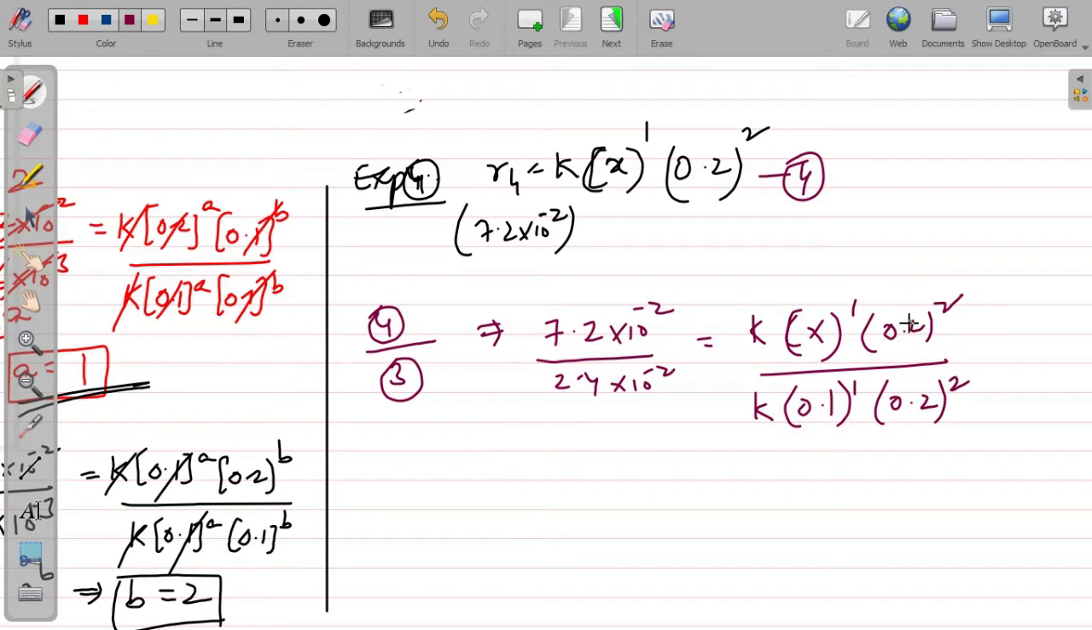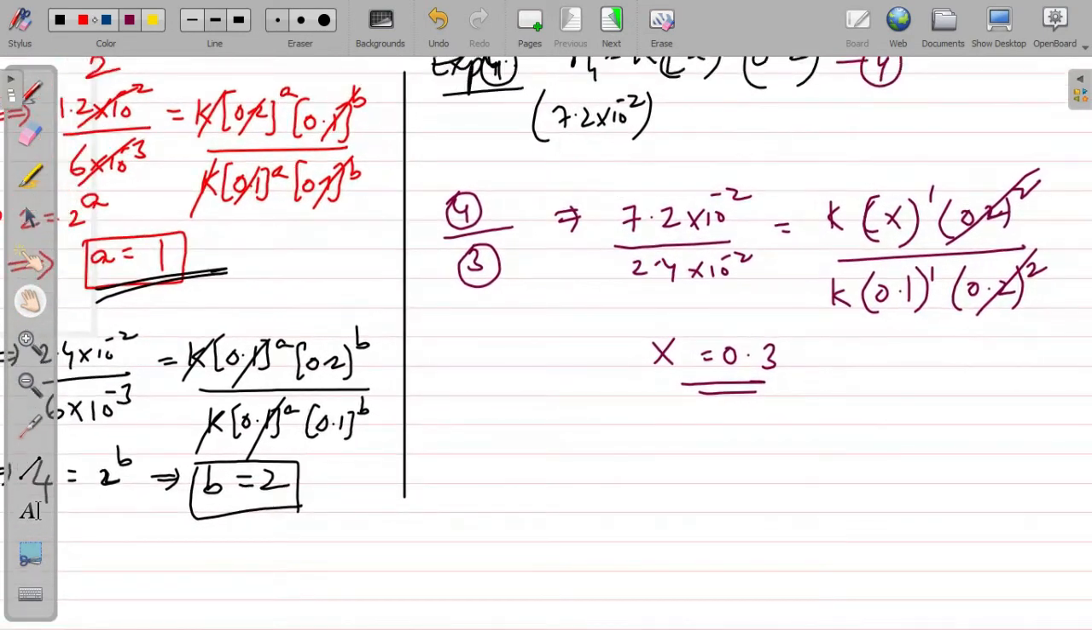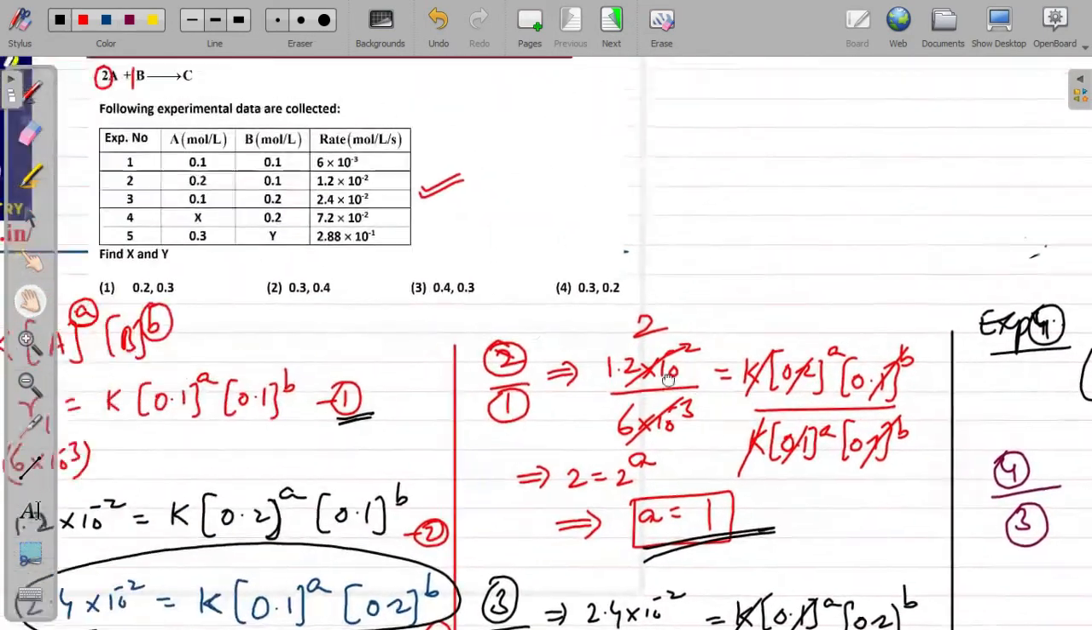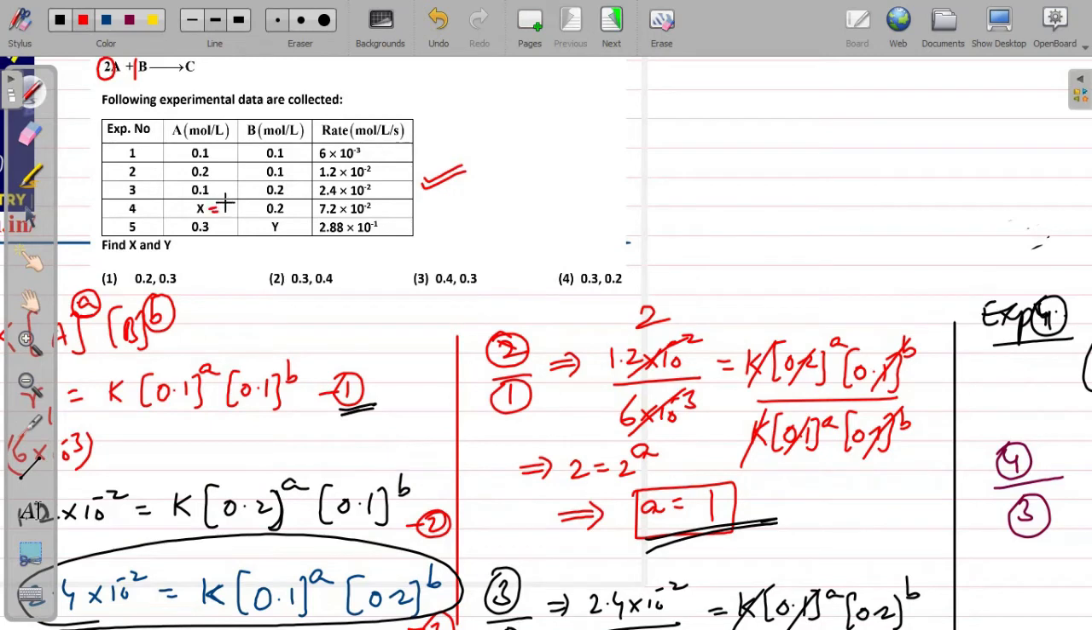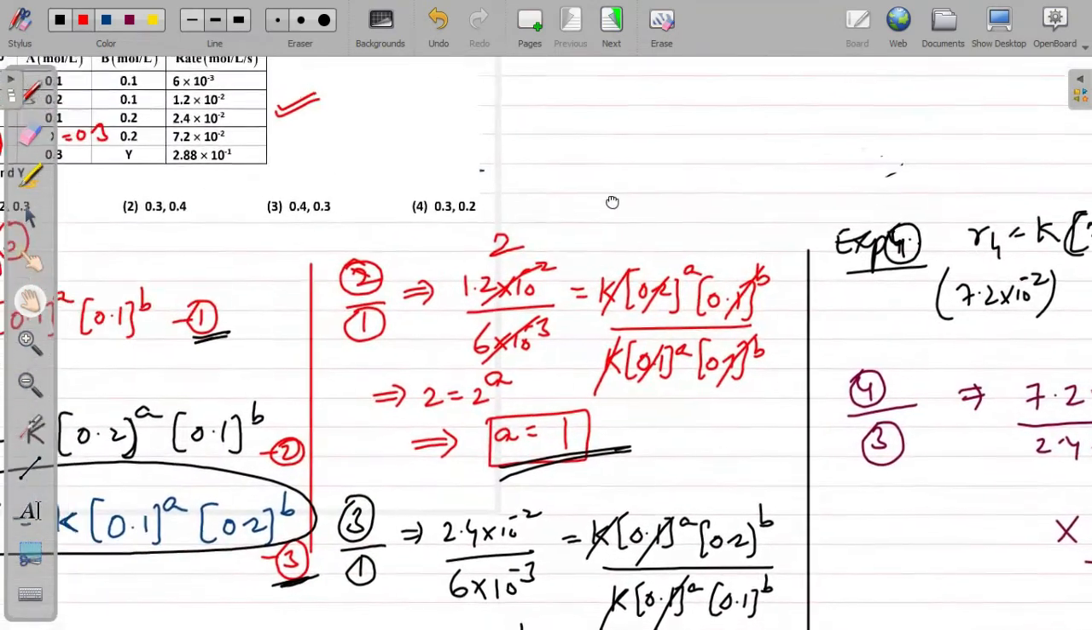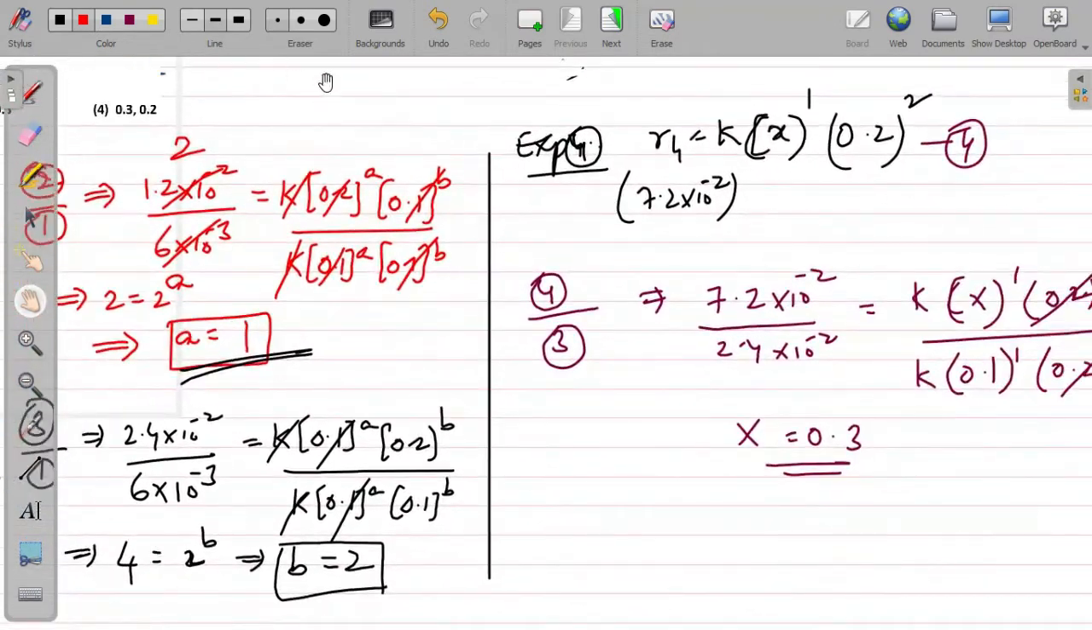So if you take this, k anyway gets cancelled. Now in this whole equation only x is the unknown. If you solve for x, you will get 0.3. Now similarly, you can use a similar approach. Once you get x as 0.3, now use experiments 4 and 5, equations 4 and 5, and get the y value.